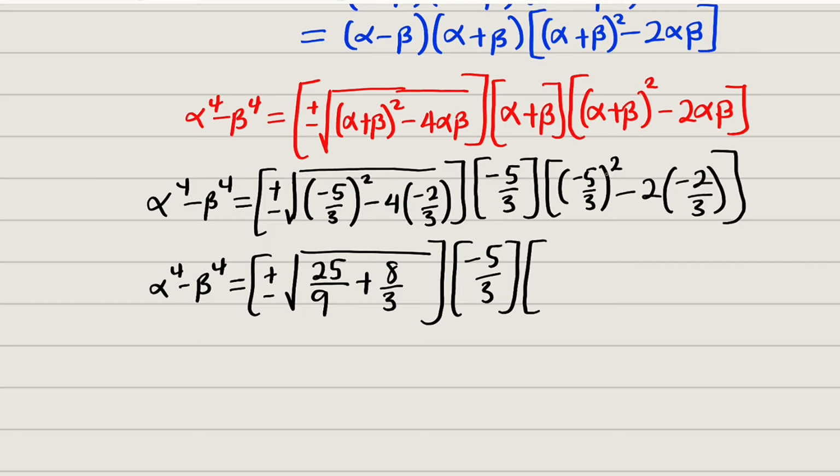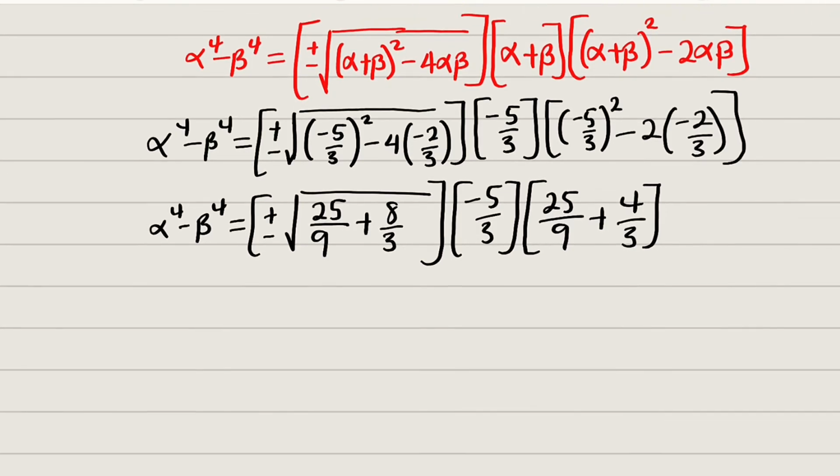Multiply by negative 5 squared is 25. Divide by 3 squared is 9. Minus minus is plus. 2 multiplied by 2 is 4. Divide by 3.